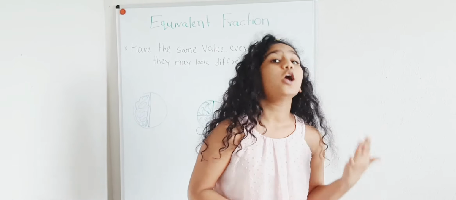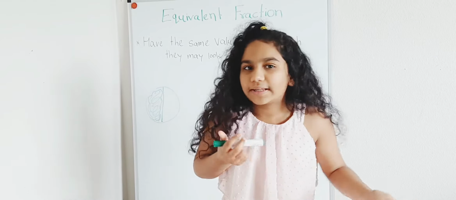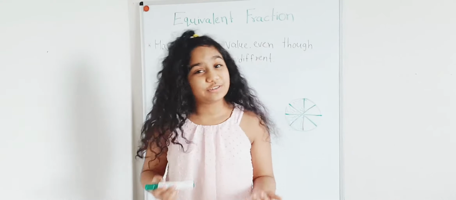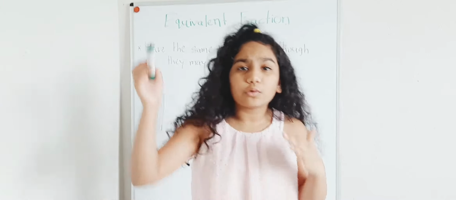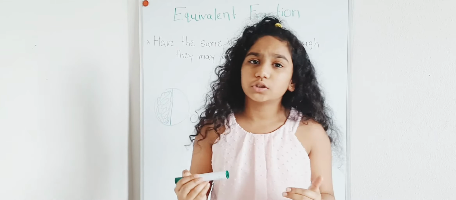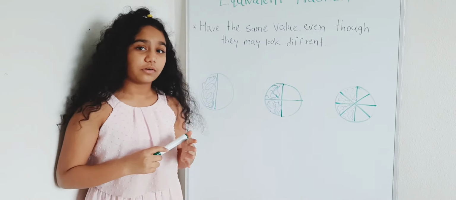That you can multiply or divide. But this is what I like to tell you when you kind of get confused. Whatever you do to the top must come to the bottom, okay? Whatever you do to the top, you must do it to the bottom too. Otherwise, it won't be an equivalent fraction, okay?